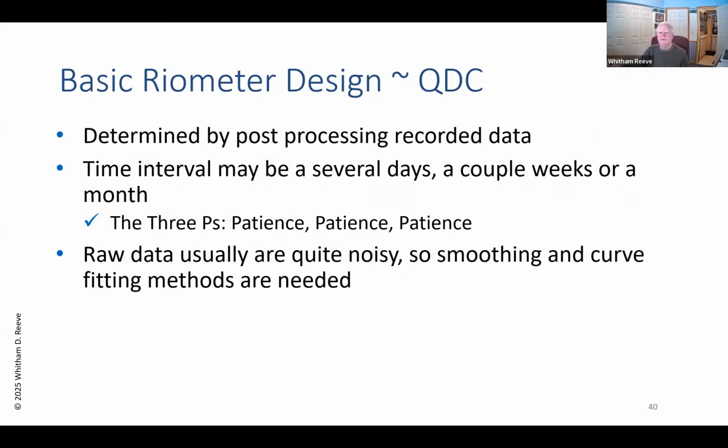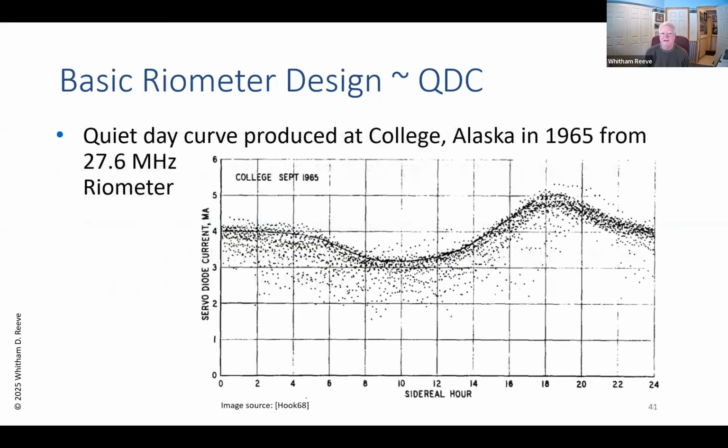A quiet day curve is always based on post-processed data. So it can be out of date before you even use it. And so what that means is that you need to follow the three P's: patience, patience, and patience. That's what it takes to build a working QDC. Also, you have noisy data, you have RFI, and all of that kind of thing to contend with.